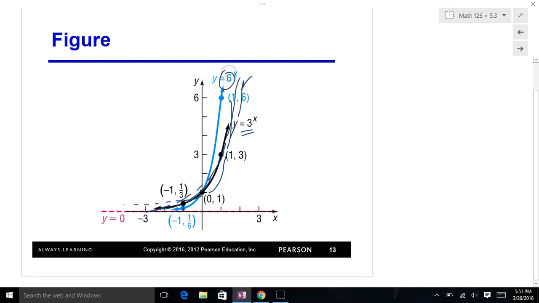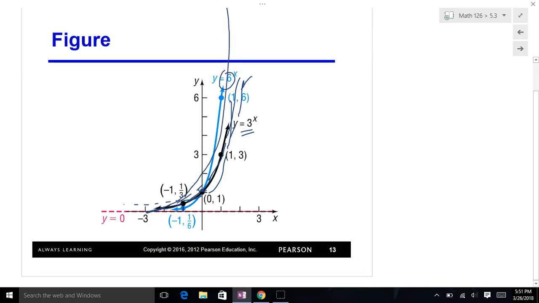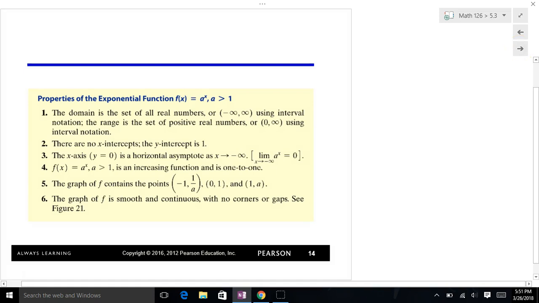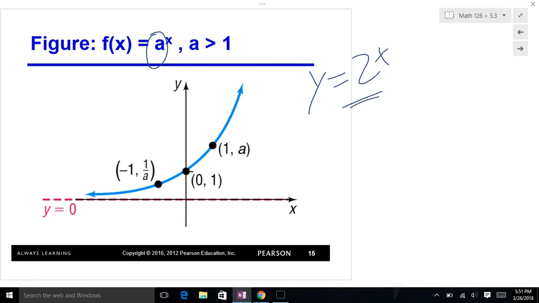And then 6 to the x, again, after that point (0, 1), it takes off quicker. So as you increase the growth factor, it's going to increase quicker after that y-intercept of (0, 1). Okay, and every one of those, depending on the a, we started out with 2 to the x, so our a was 2, the growth factor.